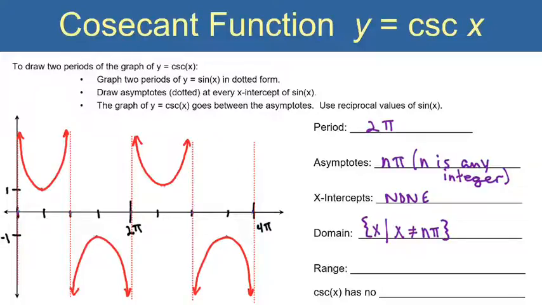Now the range is coming in two pieces. We have these bottom branches and these top branches. So in interval notation, we can say that the y values go from negative infinity to negative 1, and then from 1 to infinity. And cosecant has no amplitude because this graph does not oscillate up and down the way sine and cosine did.